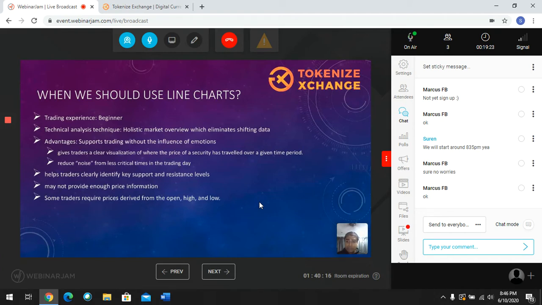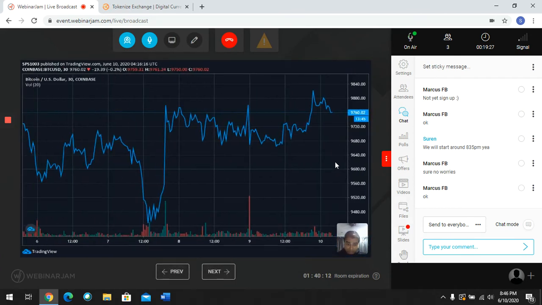Again, I'm just showing you guys on the price chart. It's just showing you a direction over here, so you know where the price is moving towards.